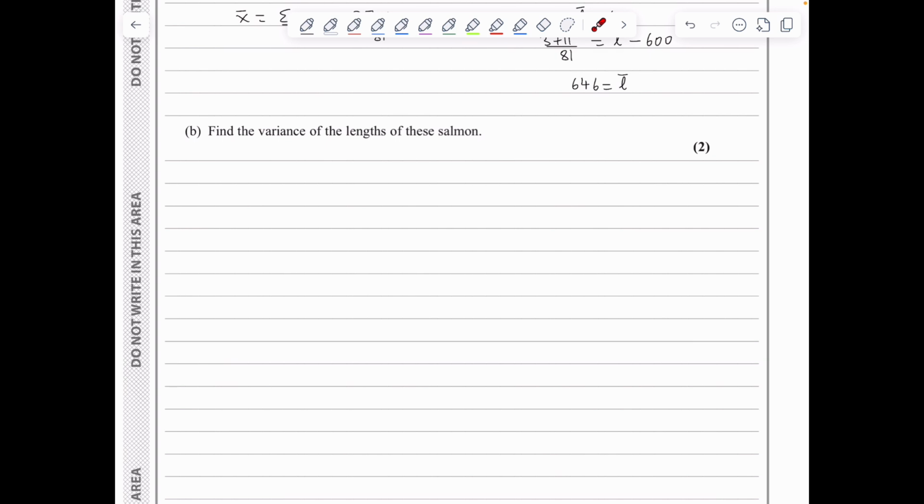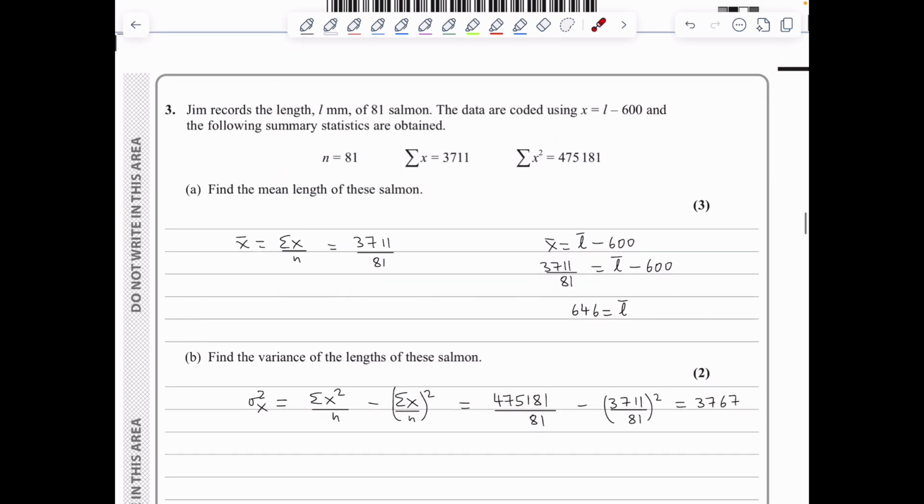I will start by finding the coded variance sigma squared x, which is equal to sigma x squared over n minus the sigma x over n all squared, which is equal to 475,181 divided by 81 minus the 3,711 over 81 and all squared. This gives an answer of 3,767, and we know that the variance, the spread, is not affected by adding or subtracting a constant, a number.